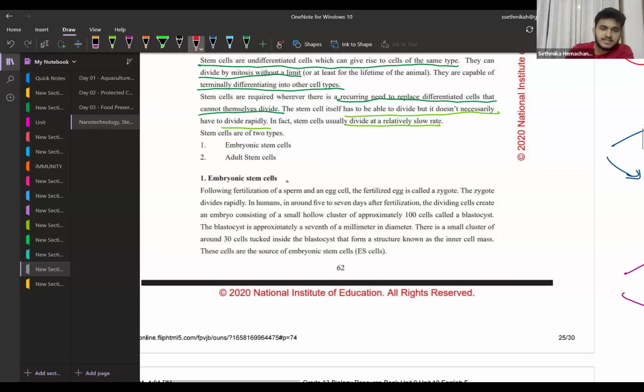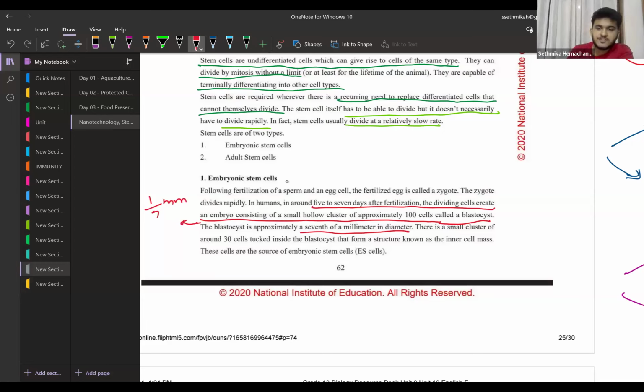So two cell types, embryonic stem cells and adult stem cells. Embryonic stem cells: following fertilization of a sperm and an egg cell, the fertilized egg is called a zygote. The zygote divides rapidly. In humans, around 5 to 7 days after fertilization, the dividing cells create an embryo consisting of a small hollow cluster of approximately 100 cells called the blastocyst, right? The blastocyst is approximately 1/7 of a millimeter in diameter. So you get a blastocyst which is about 100 cells, and the diameter is about 1/7 of a millimeter.